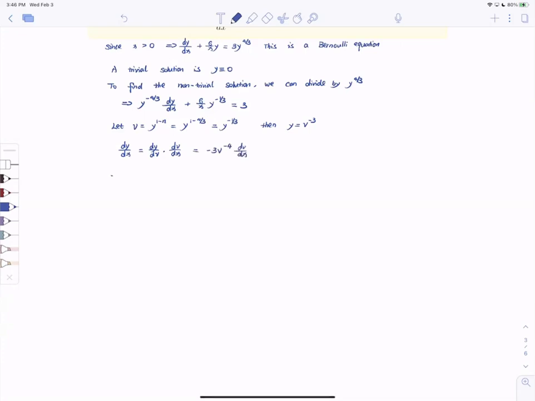So what we have is v to the power of 4 times negative 3v to the power of negative 4 times dv over dx plus 6 over x v equals 3. So this will give you negative v prime plus 2 over x v equals 1. So v prime minus 2 over x v equals negative 1. And then you can use integrating factor.